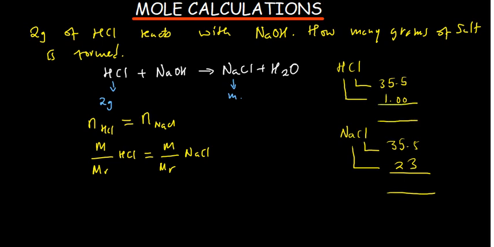So 35.5 plus 1, that is 36.5. And then we add the other one. If you have got a calculator, please go on and punch that. So that is going to give us 58.5.